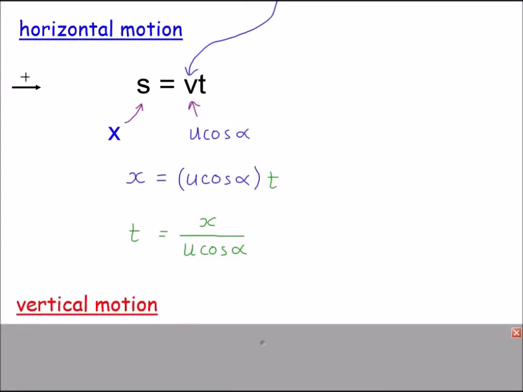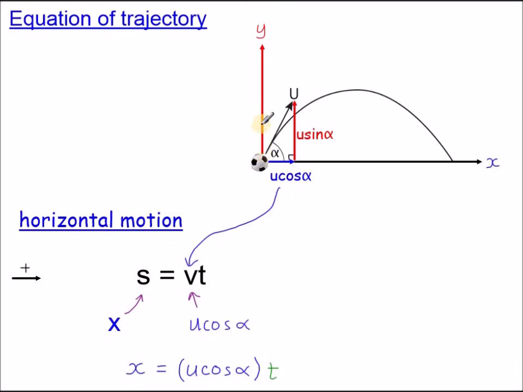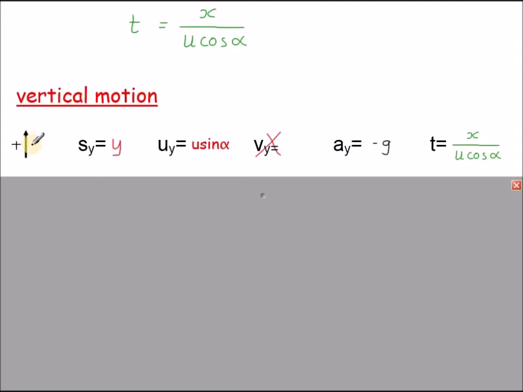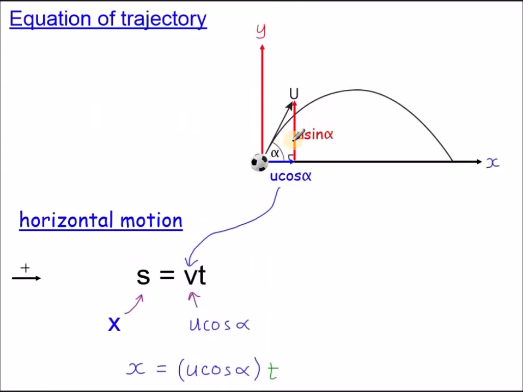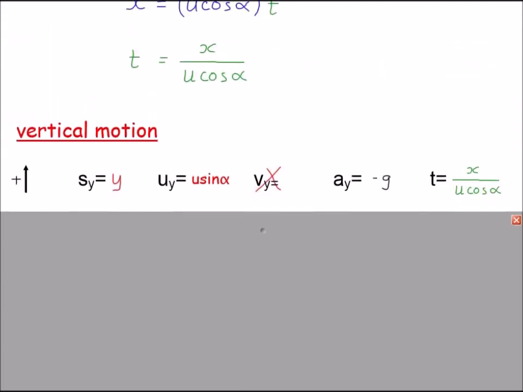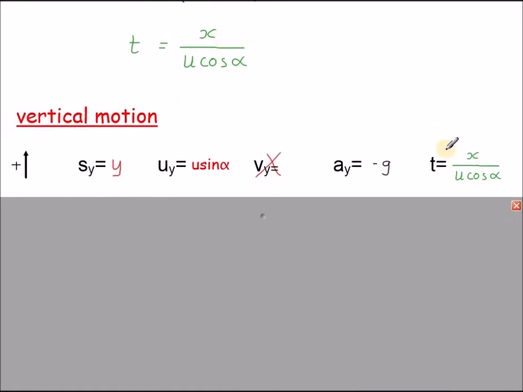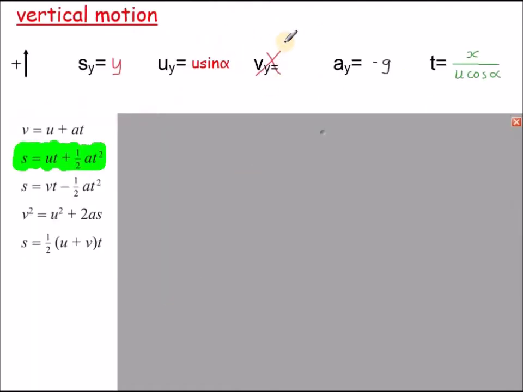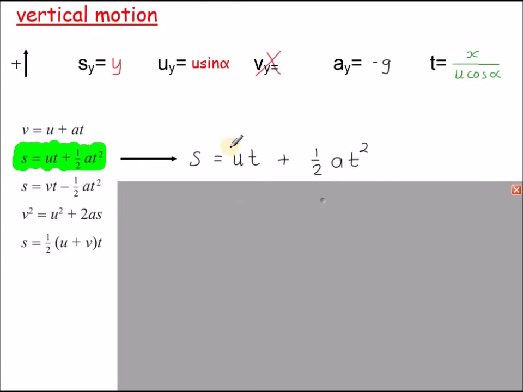Moving on to vertical motion. So vertically, the displacement is y. So taking the upwards direction as positive, vertical displacement is y. The vertical velocity component was u sine alpha here. We're not interested in the vertical velocity component. I've crossed that out. And we have a formula for t already, which we worked out here. And we're going to use that at this point. So a SUVAT formula not involving v, S equals ut plus half at squared. And we substitute these in.